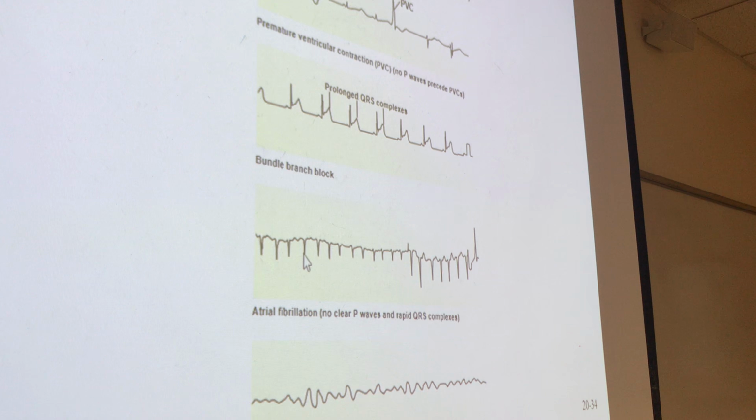So AFib is this, right? The atria just kind of shake instead of bringing blood in. Now you guys have seen those commercials for Plavix, right? Or blood thinners. When the guy's like, oh yeah, I have AFib, and then he's just driving around in his truck like nothing's wrong with him. Well, AFib you can live with, right?